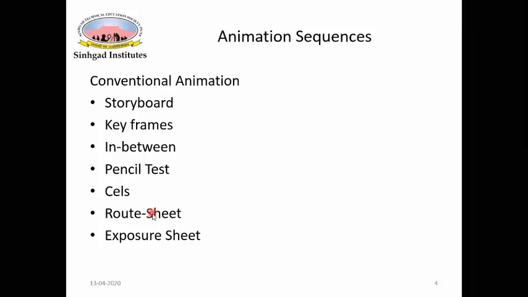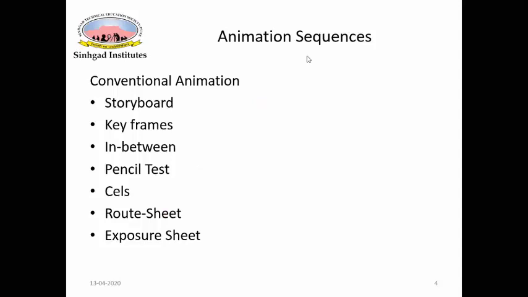Next, we have the route sheet. The sheet which describes each scene and the people responsible for the various aspects of producing the scene. That is called a route sheet. Let's say in one example, one scene, we require some sound, we require some lights, we require some in-between and keyframes. So all the information of that one scene we are going to store. And that we call a route sheet.